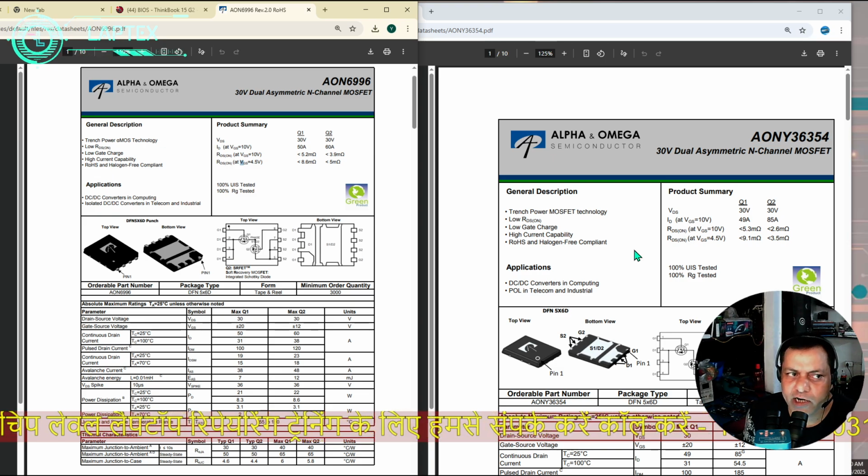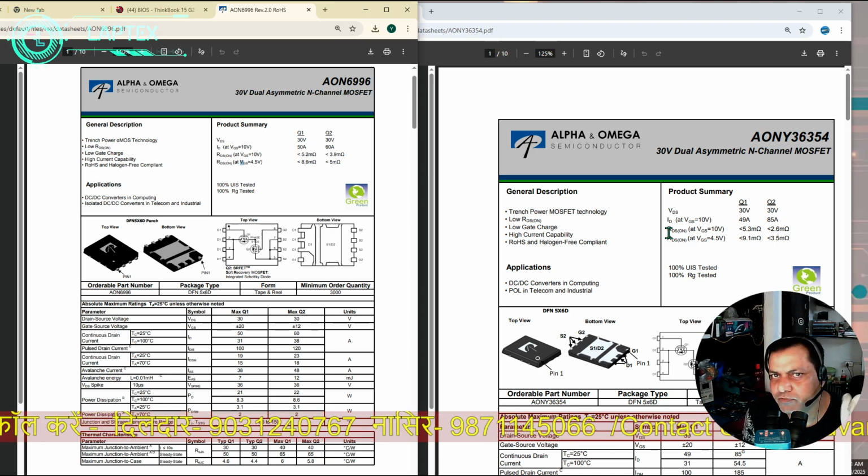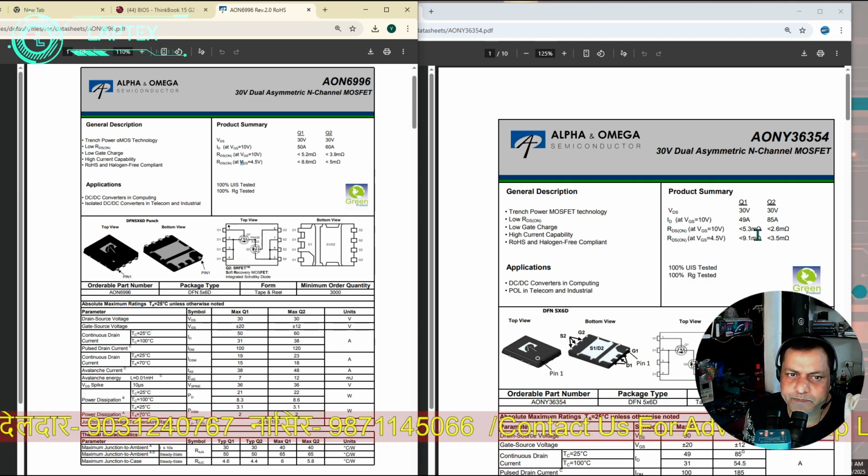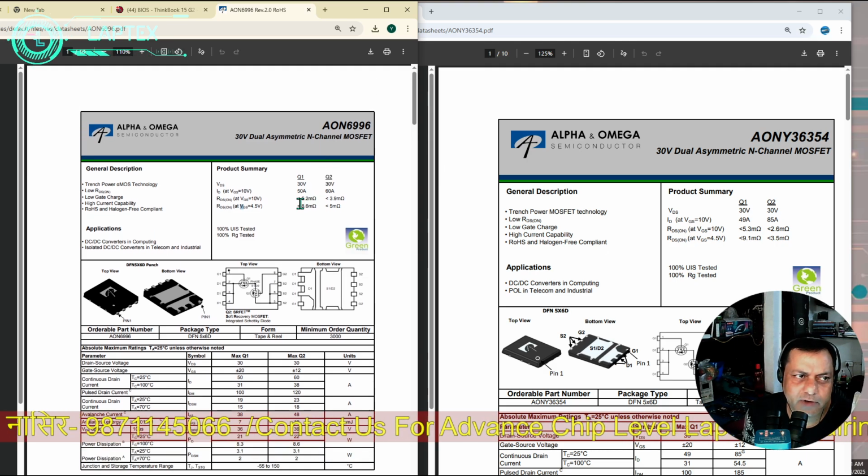So at this point, you must care about the RDS on, the resistance between the MOSFET source and drain at the time of switching. It must be equivalent. So here it is 5.2 milliampere. Where is the Q1? Q1 is 5.2, it is around a similar 5.3. Q2 is 3.9, and it is merely 2.6.